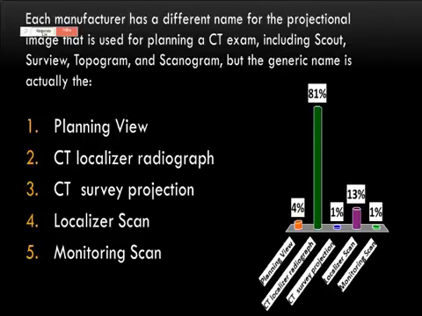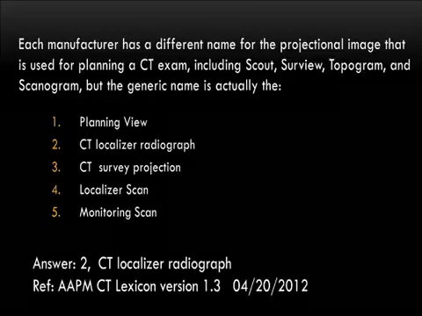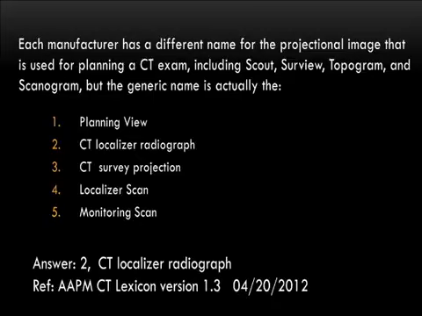Okay, so 81% of you said number 2, and there were some other people who guessed some of the other answers. So the correct answer is number 2, the CT localizer radiograph, okay? The other ones are convincing, I think, distractors. At least some of you got fooled by that. So, okay, but it's a CT localizer radiograph. It's a generic name.